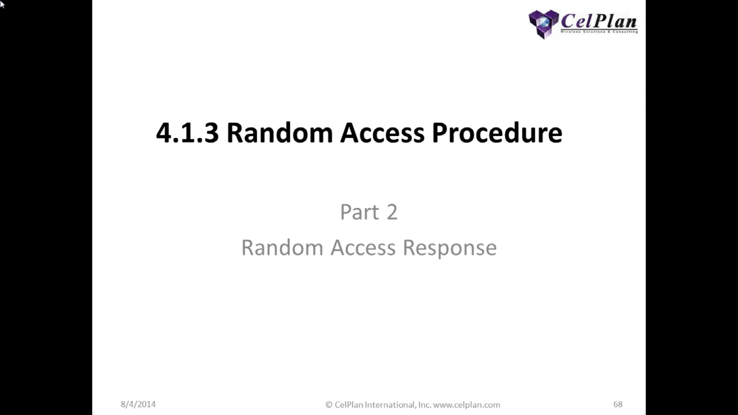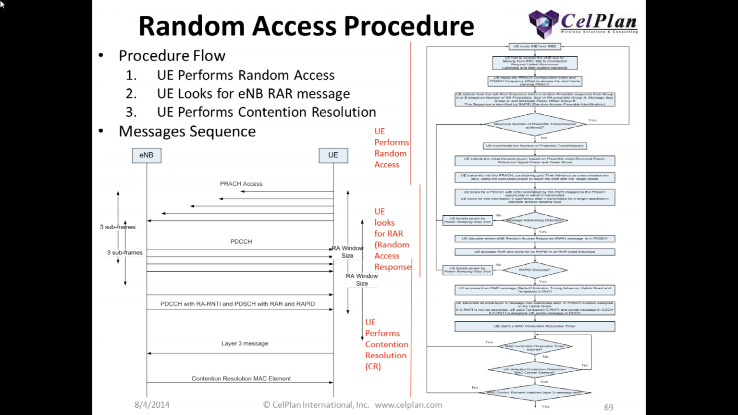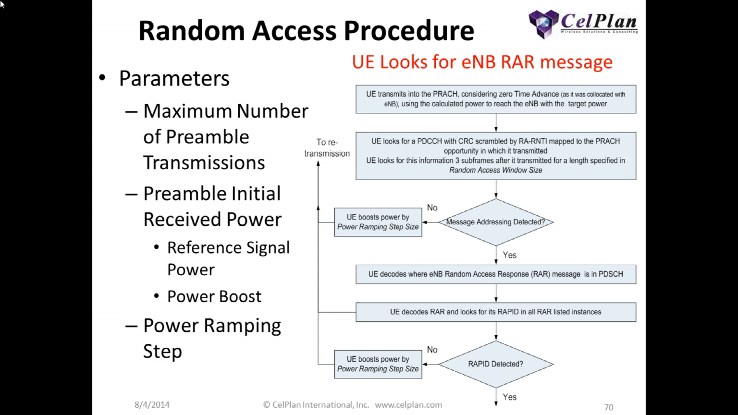Well, we finished part 1 of the random access procedure. We are going now to part 2. In part 2, this part here is where the UE looks for the random access response. And here we have a better view of the flow. So the UE already transmitted the PRACH, considering 0 time advance and using the calculated power and so on.